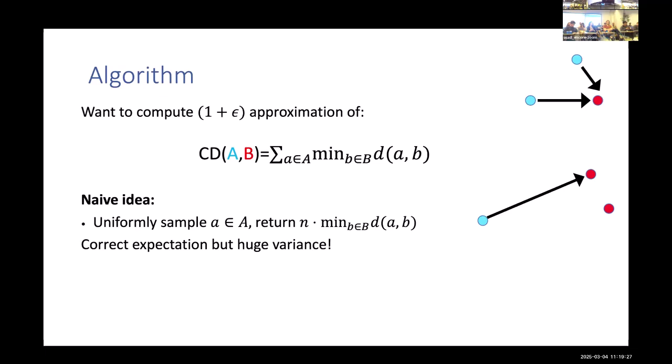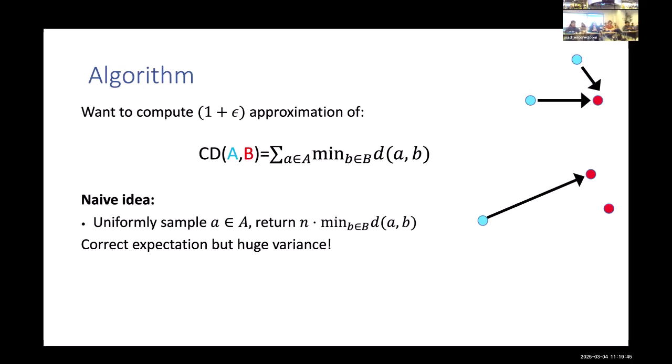Of course, this isn't going to get us a good approximation because it could be that I have just one point here that's very far away from any point in B, and it's contributing almost all of the chamfer distance. And so if I don't find it, then I'm out of luck. So sampling-based estimators like this are going to have very high variance.